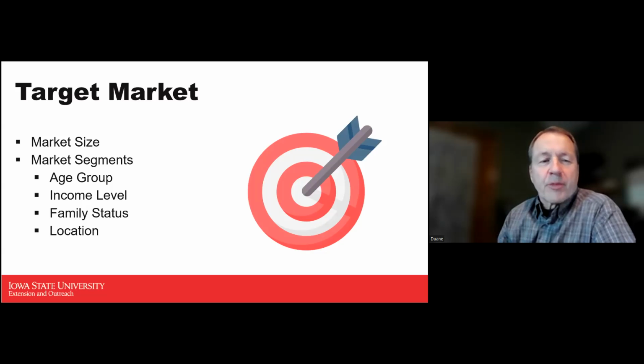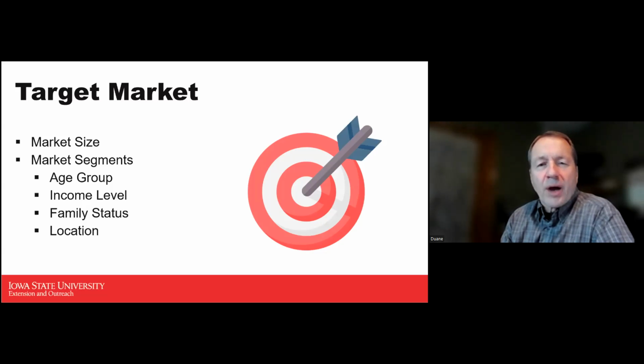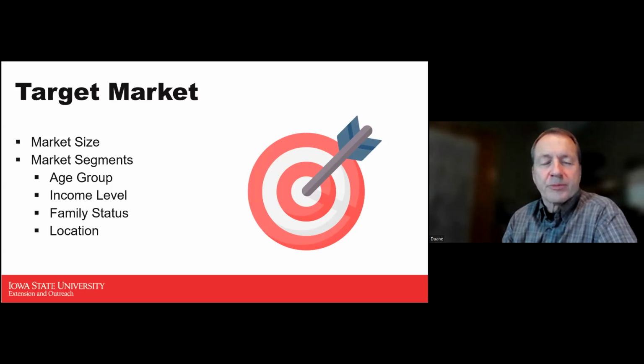The second piece of the opportunity is to look at the target market. We'll want to try to determine what sort of market size exists. And to do that, we're going to look at market segments. So, for example, one type of market segment could be age group, where my product is geared towards, say, young children, or it might be more geared towards seniors. What age group is most likely to use our product or service?